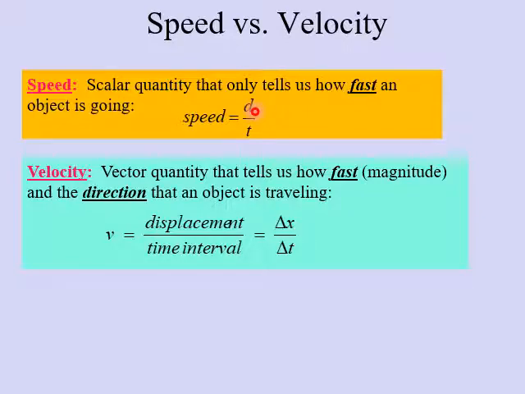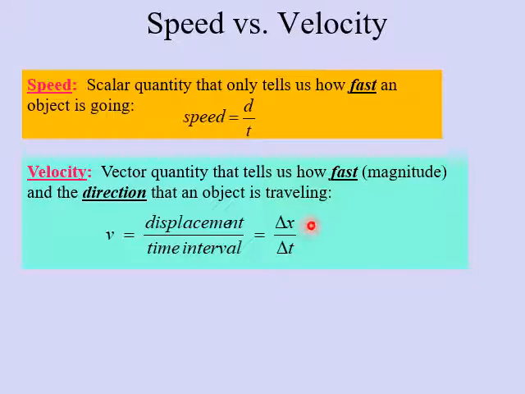It's a distance. On the other hand, what we're going to use more often in this course is something called velocity. Velocity is a vector quantity that tells us two things. It tells us how fast an object's going. That's the magnitude of the vector velocity. But velocity also tells us the direction that the object is traveling. So velocity is defined as a displacement divided by the time interval. So velocity is delta x divided by delta t.